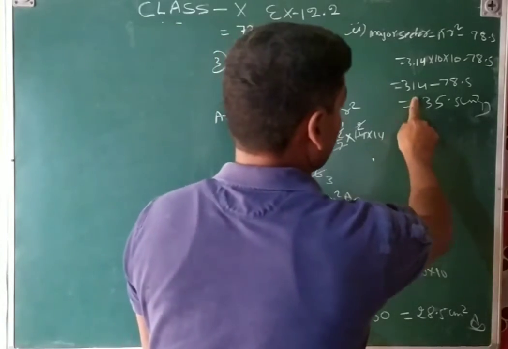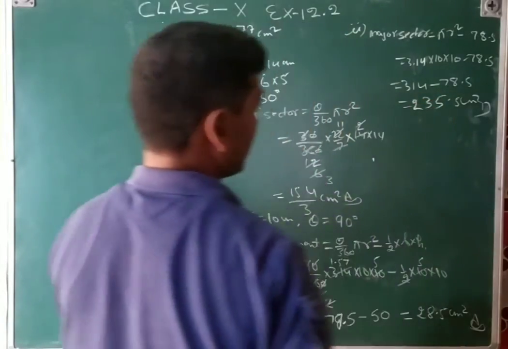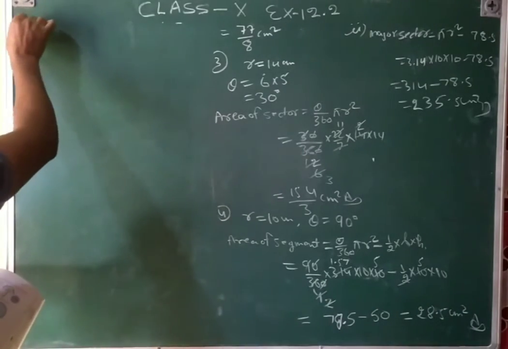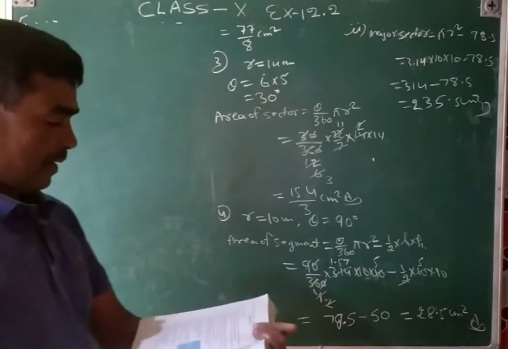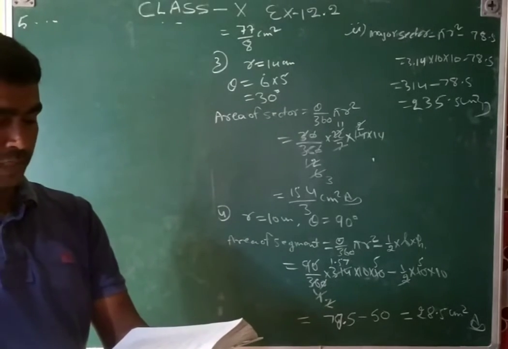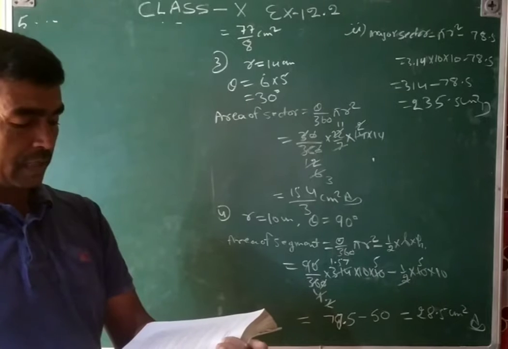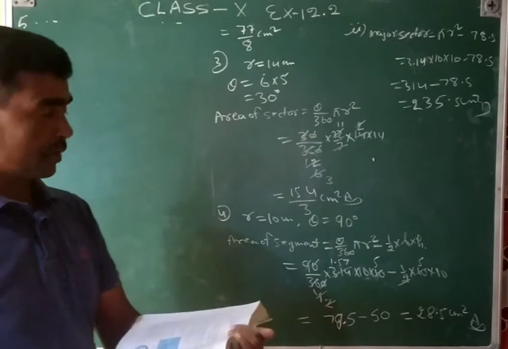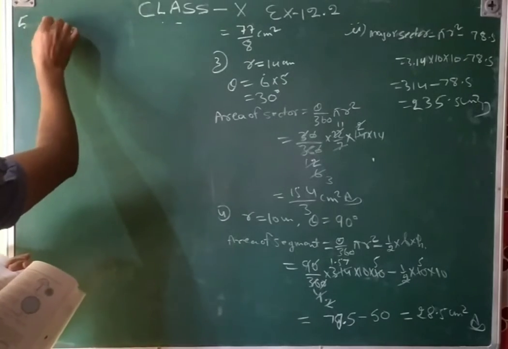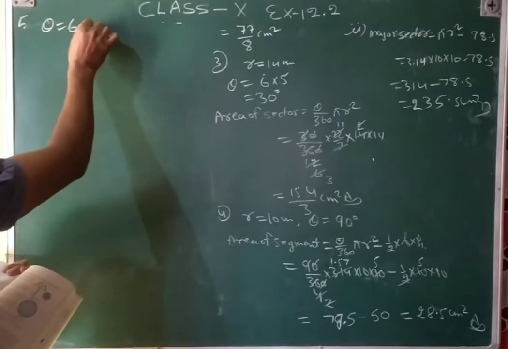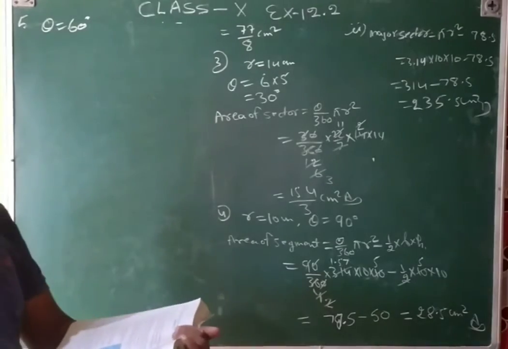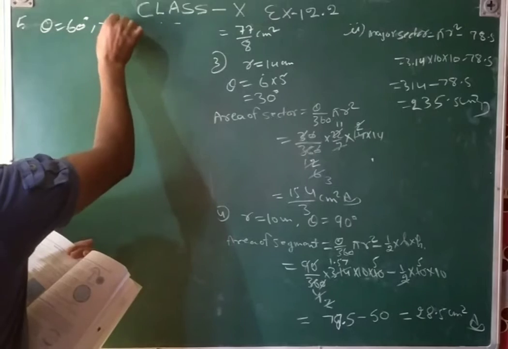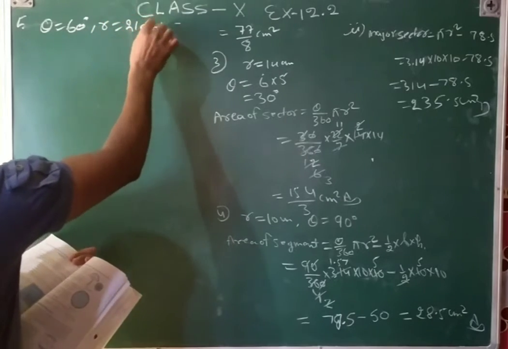Yes, that is a 225 as by subtraction 235. And then question number 5. In a circle of a radius 21 centimeter, an arc subtends an angle of 60 degree. So theta is equal to 60 degree. And then radius is equal to 21. So r is equal to 21 centimeter.